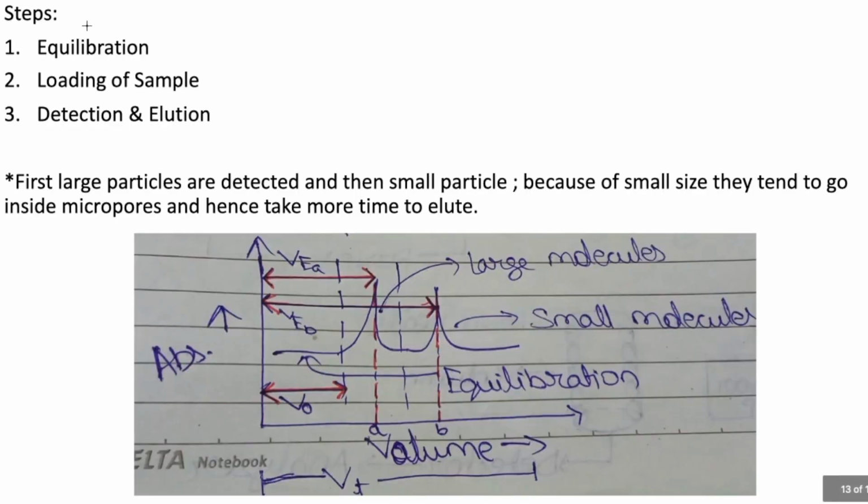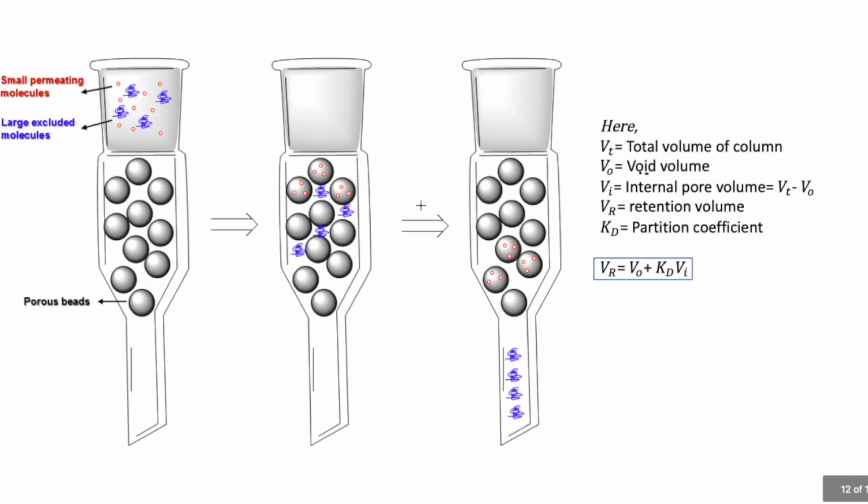The steps in this chromatography are again equilibration, loading of sample, detection and elution. First large particles are detected and then small particles. Because of their small size, they tend to go inside micropores and hence they take more time to elute. So something reverse happens here, as the image suggests: small particles are going to stay in the micropores. These spheres are the micropores.